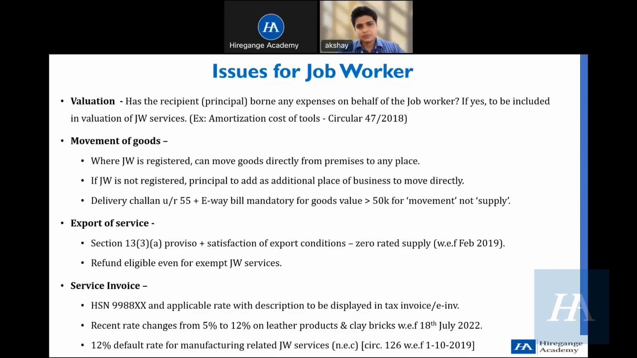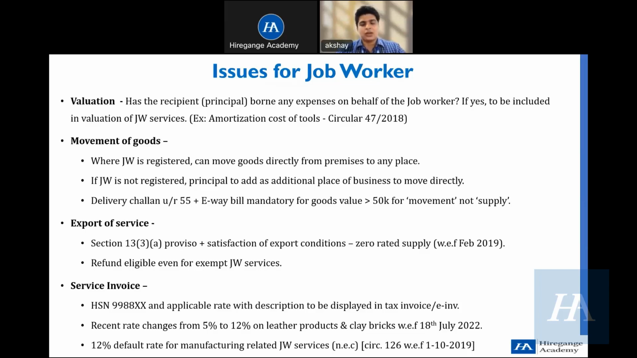Next is on the movement of goods, where the job worker is registered. The goods can move directly from his premises, that is the job worker's premises, to any place if the job worker is registered. If he is not registered, then the principal must add it as an additional place of business to move the goods directly from that job worker's location. Assume a scenario where the job worker is in another state, the principal is in another state, and the job worker is not registered. In such situations, the goods must always come back to the principal's location. There is no option to move the goods directly from the job worker's location.